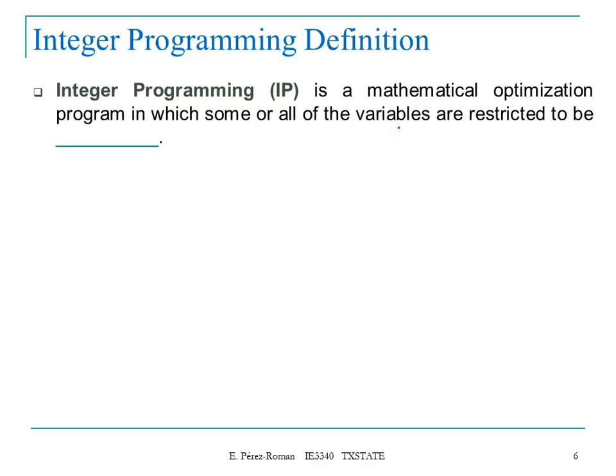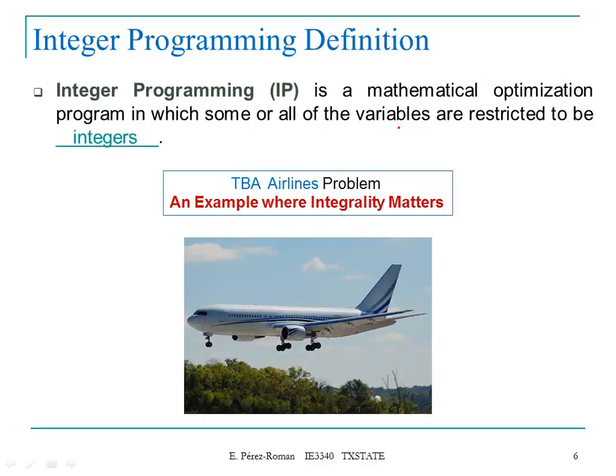So in introduction, basically, integer programming or IP is a mathematical optimization program in which some or all the variables are restricted to be integers. Okay? So, as an example, I'm going to use this problem that is coming from the airline industry, which is you want to decide how many units you want to add to your current number of airplanes.